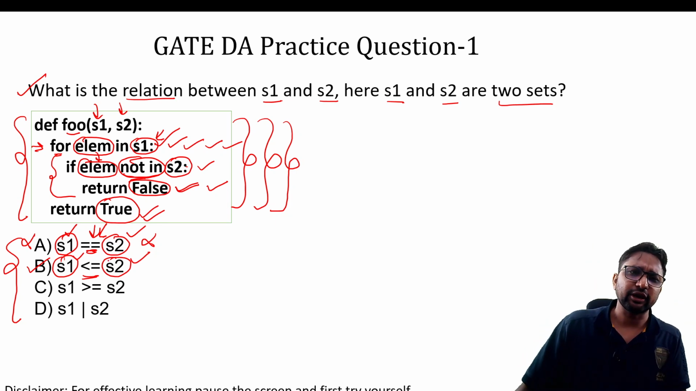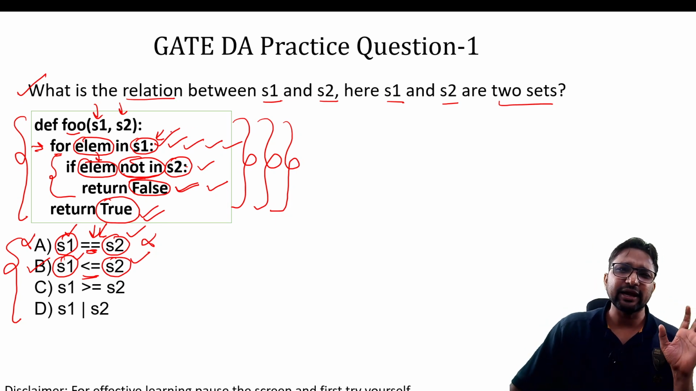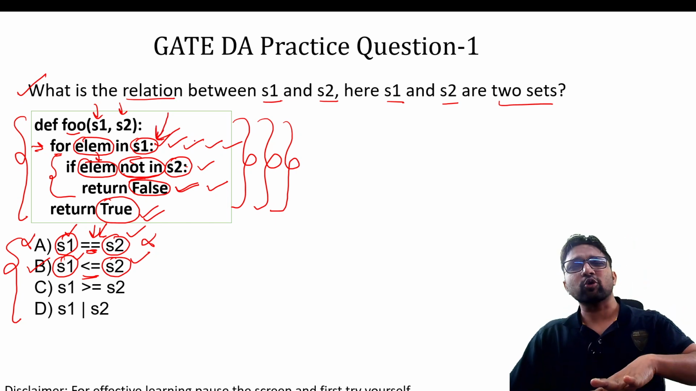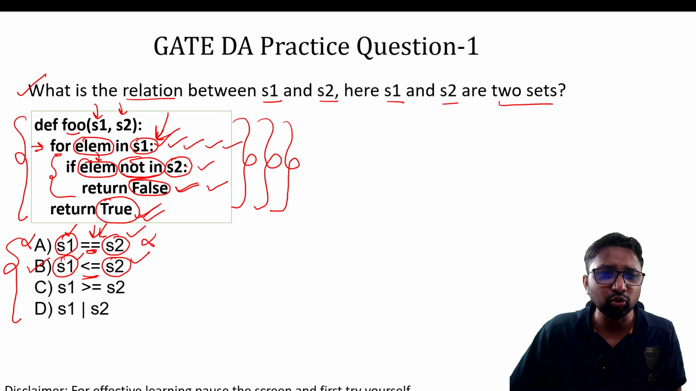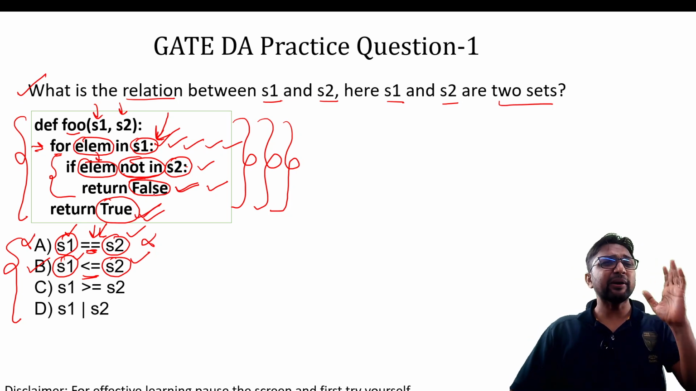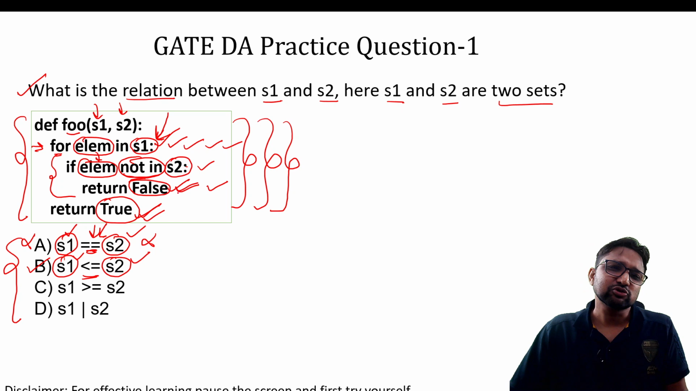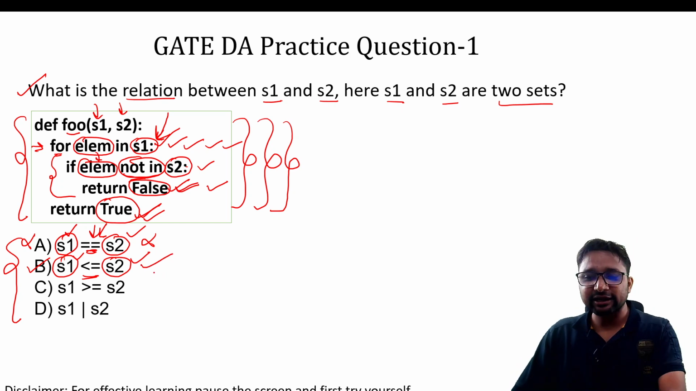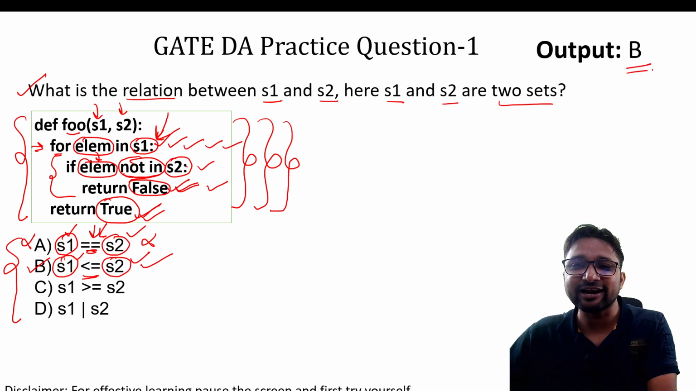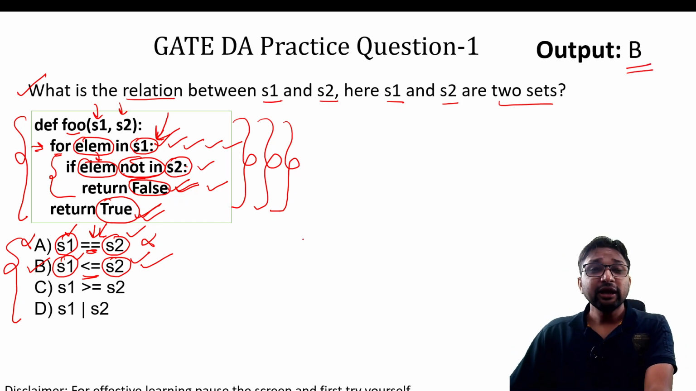So simply, what we are checking over here is whether all the elements of S1 are present in S2 or not. If that is present, return true. If even a single element is not present, we are returning false. So definitely we are checking the subset property. So B is the right answer. Let's check. Yes, B is the right answer over here. Now let's move to the second question.